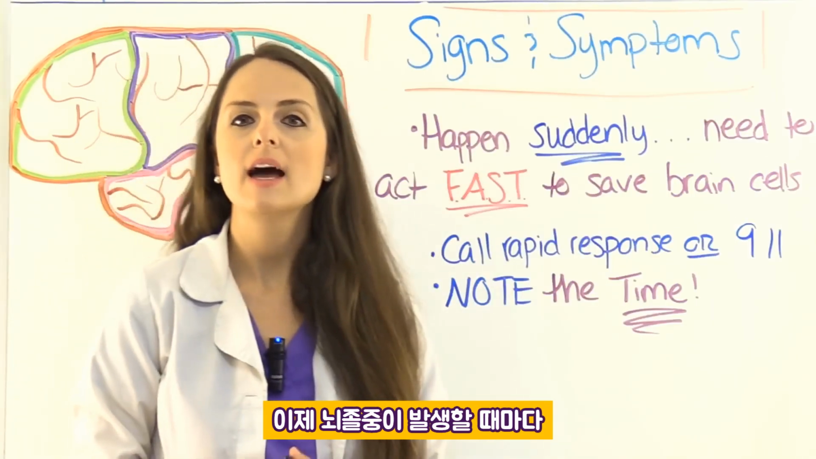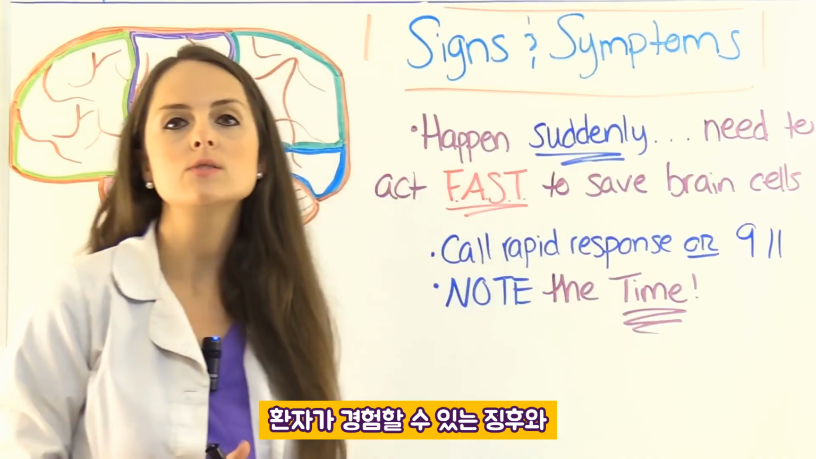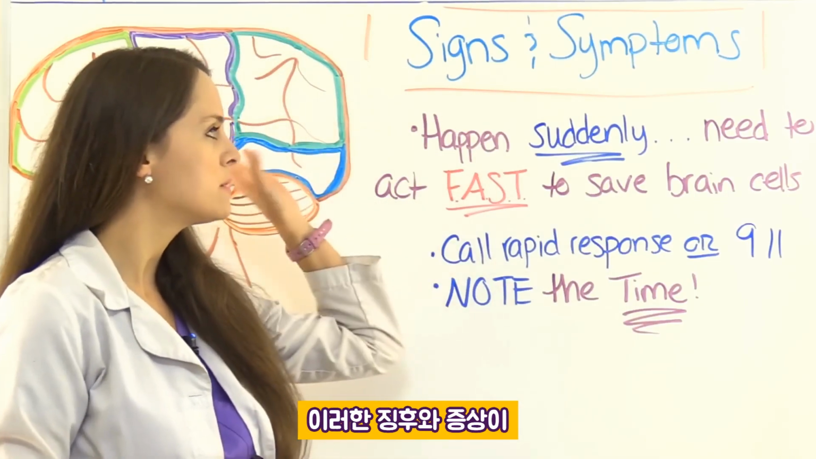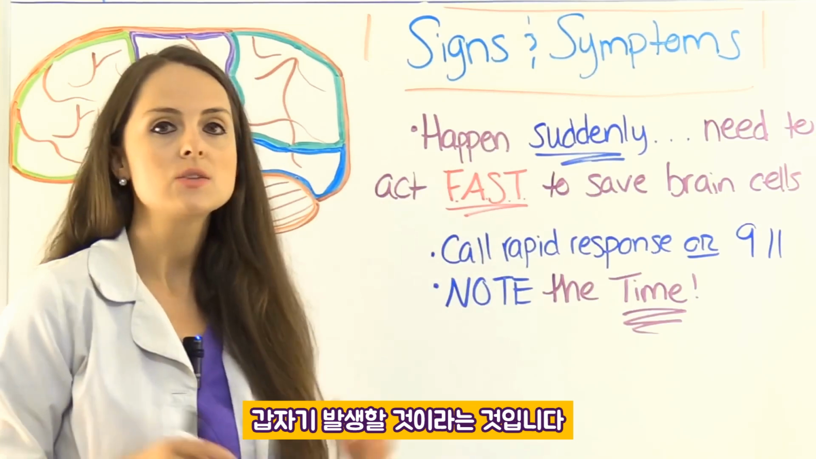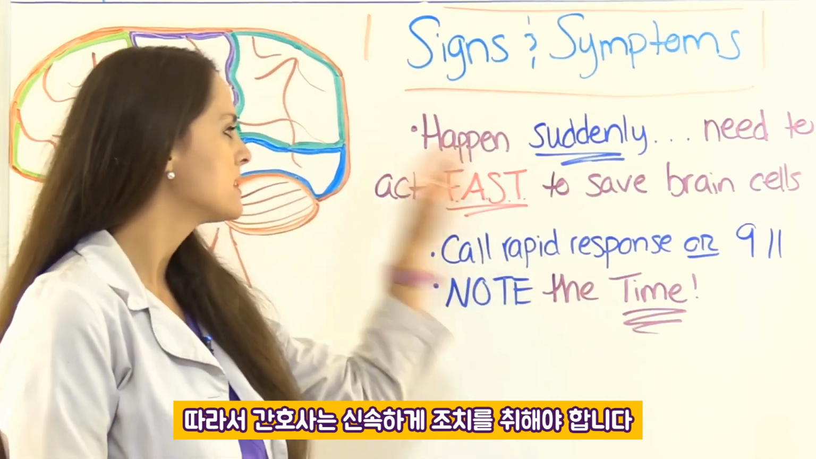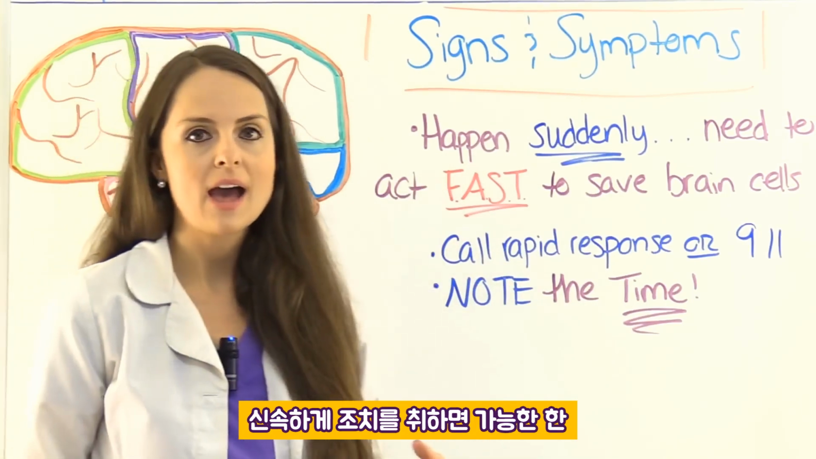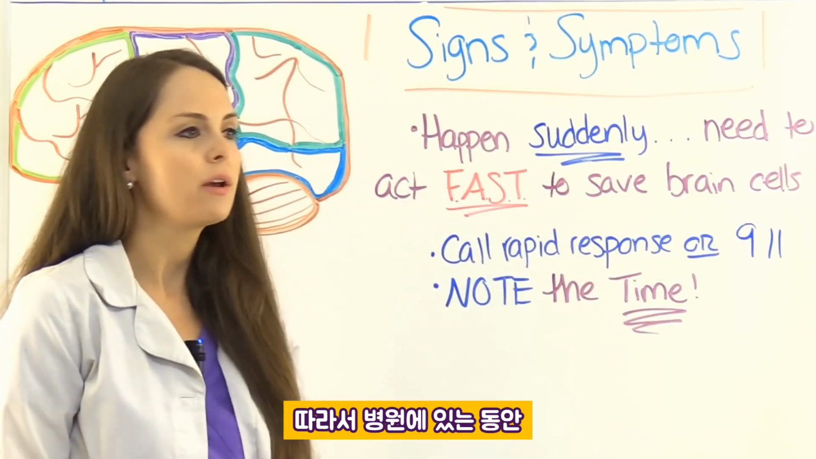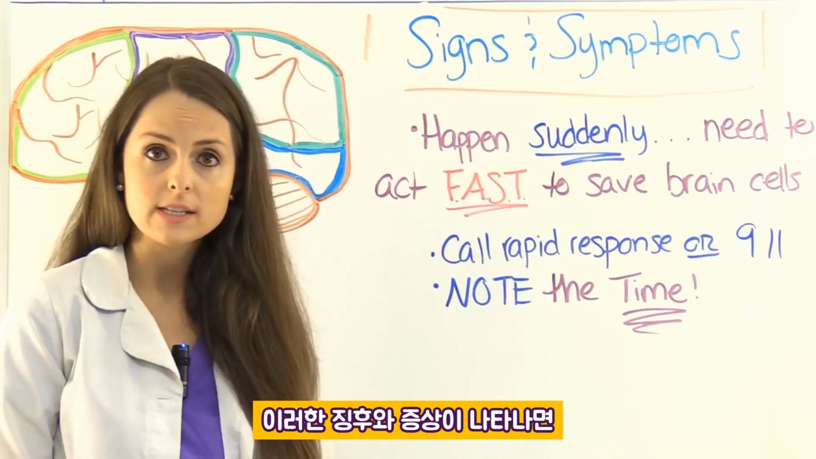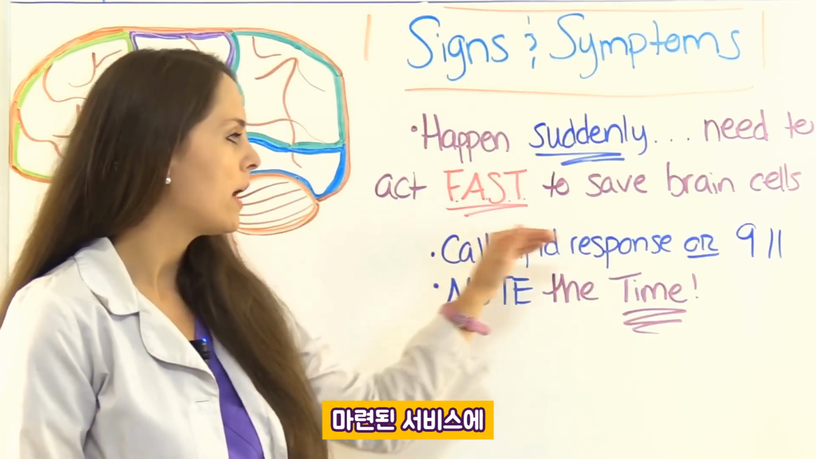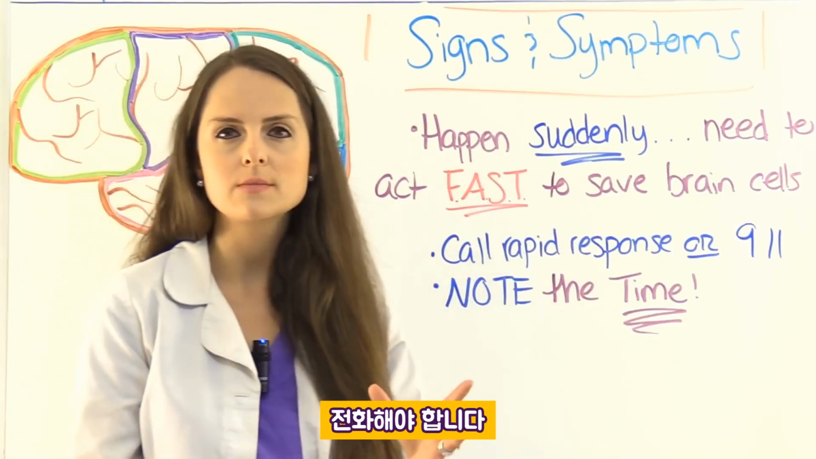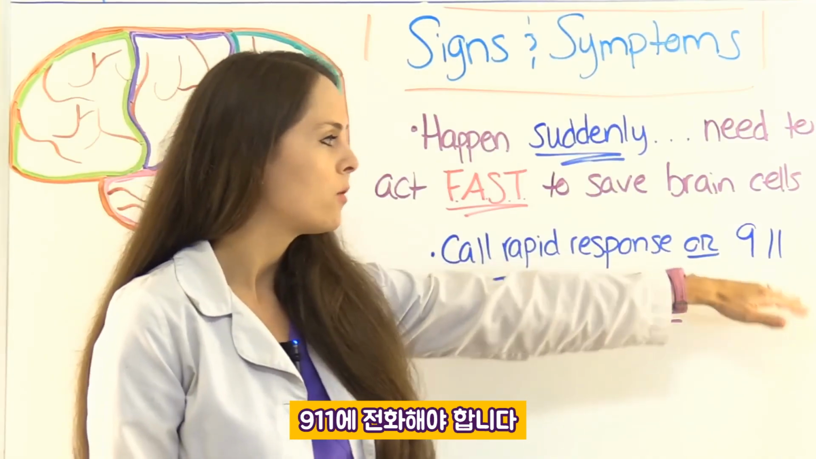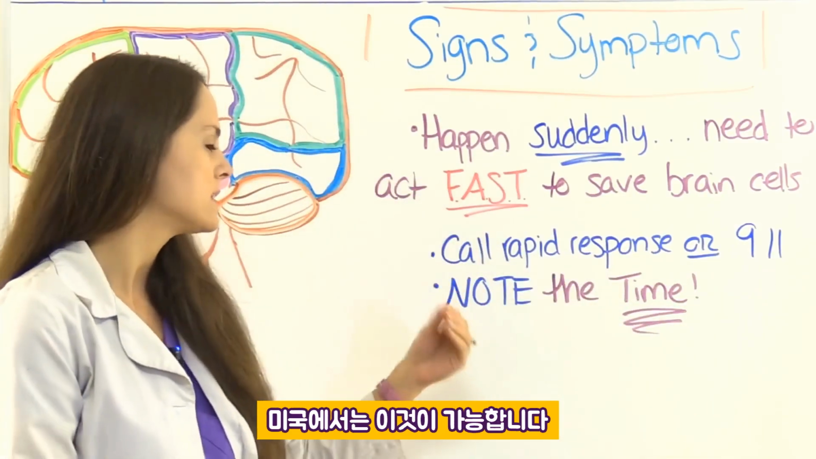Now let's talk about those signs and symptoms that a patient can experience whenever they're having a stroke. One thing it's important to know is that these signs and symptoms are going to happen suddenly. So as the nurse, you want to act fast, because acting fast is going to help save as many brain cells as possible. So if you are in the hospital setting and you start seeing these signs and symptoms, you'll want to call a rapid response or whatever your hospital has in place. Or if you're outside of the hospital, you would want to call 911. That's here for us in the United States.